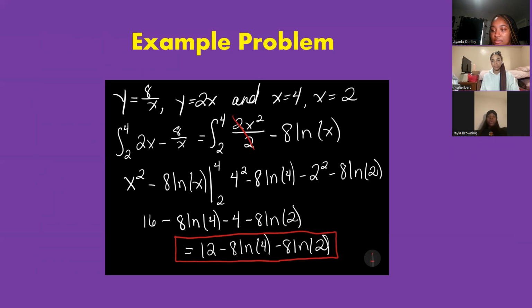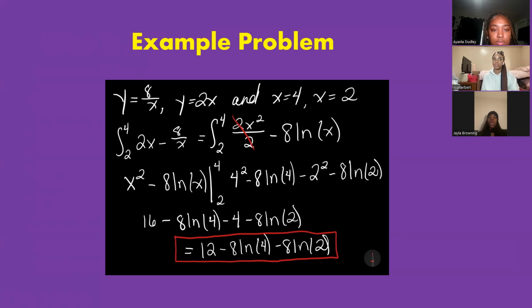Now the second step we're going to do is get the antiderivative of 2x and negative 8 over x. We know the antiderivative of 2x is 2x squared over 2. And any fraction with the x at the bottom, we know that's a natural log. So in this case, the antiderivative is negative 8 natural log of x. Once we have this, we can cancel out the 2. The 2 cancels out. So now we know that is x squared minus 8 natural log of x.